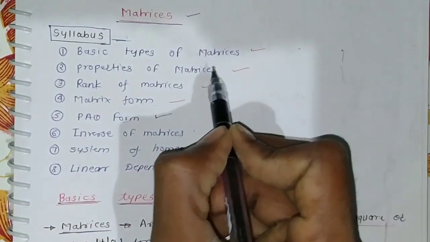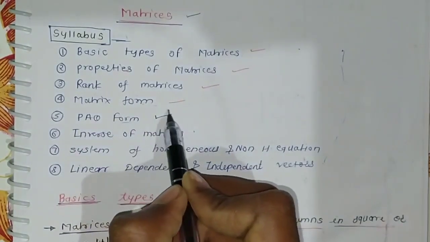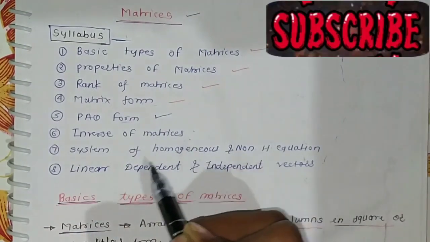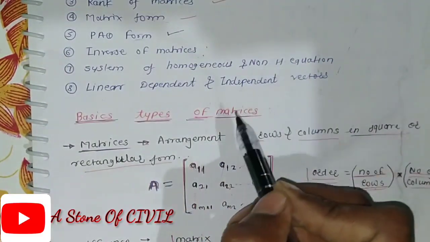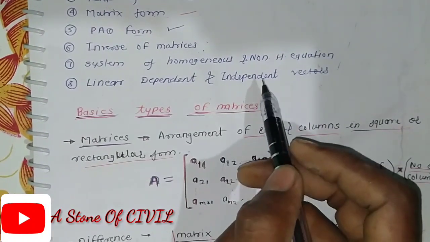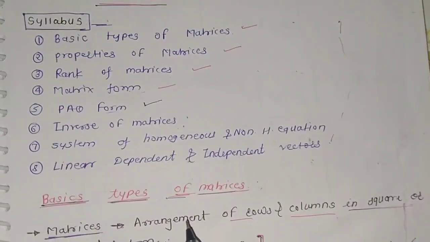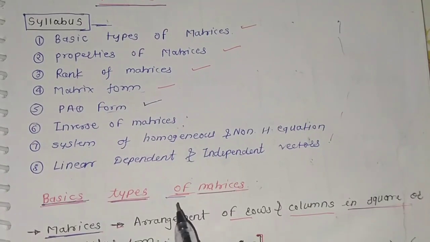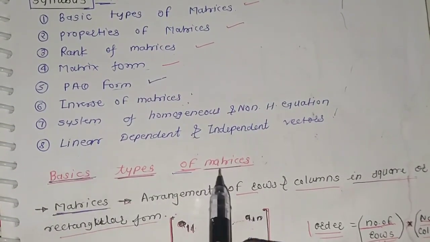Basic types of matrices, properties of matrices, then we'll see rank of matrices, matrix form, PAQ form, inverse of matrices. Then there are systems of homogeneous and non-homogeneous equations. Then linear dependent and independent vectors. So this is the syllabus also. You can write it down also. So from basics we are starting and going into details. So let us start, basic types of matrices.